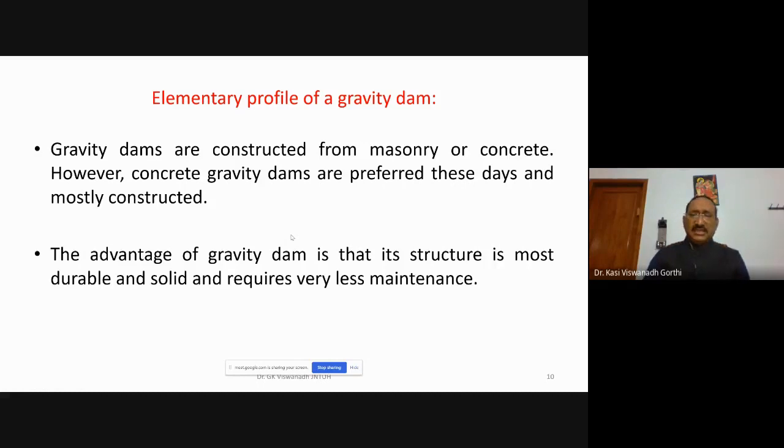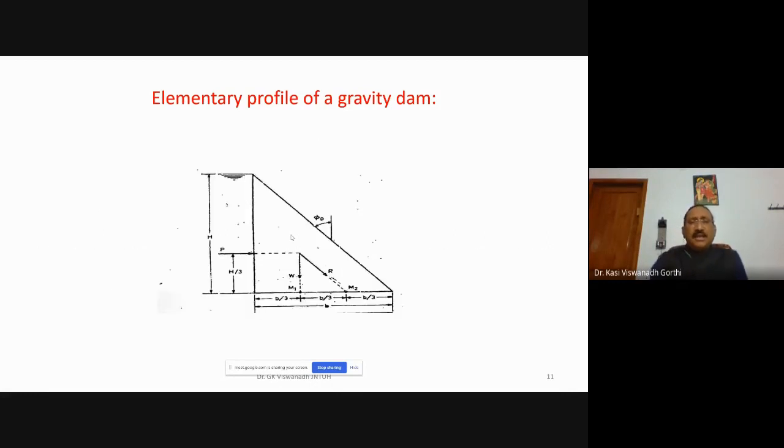Gravity dams are constructed from masonry or concrete, but concrete gravity dams are more preferred these days because of the ease in construction. We have a lot of advanced technology in constructing a gravity dam. The only thing is, it's very costly, but the maintenance is very little, and the structure is highly durable. It can last for a very long period. So concrete gravity dams are more preferred compared to masonry gravity dams.